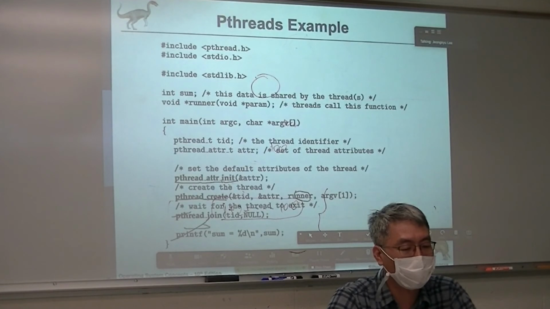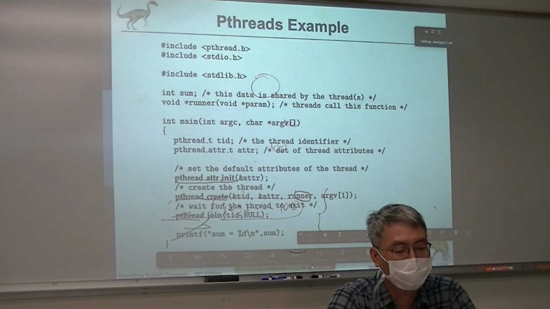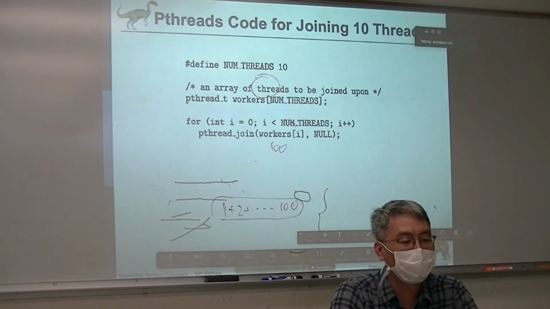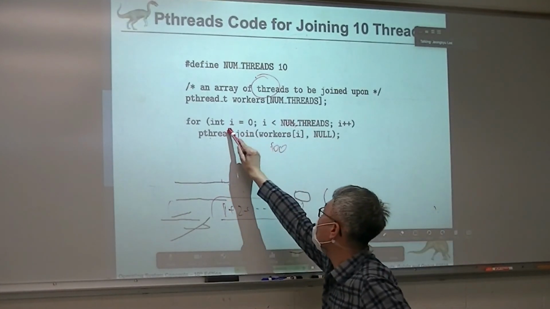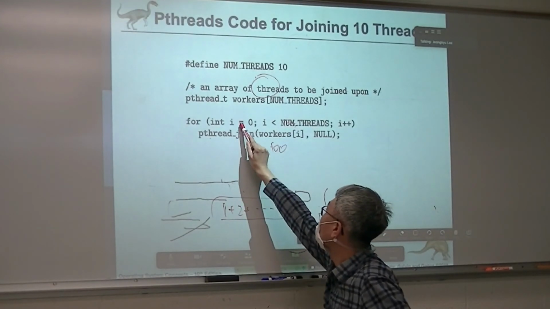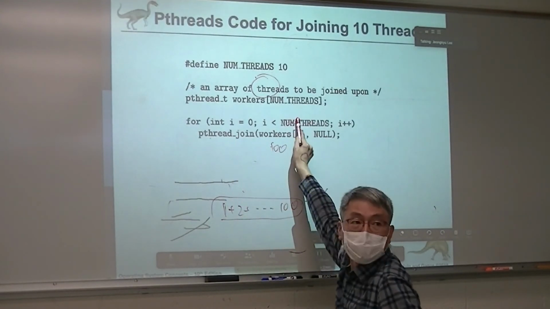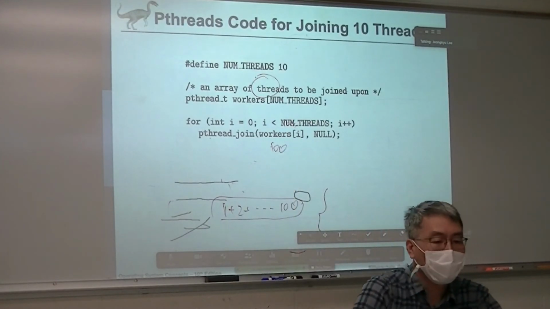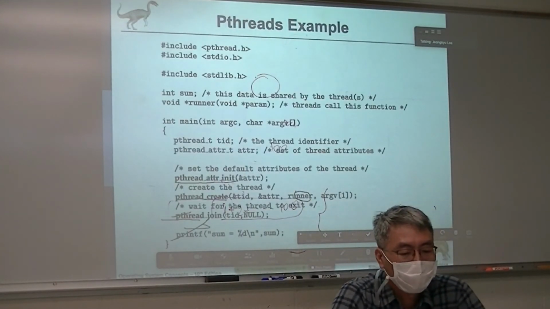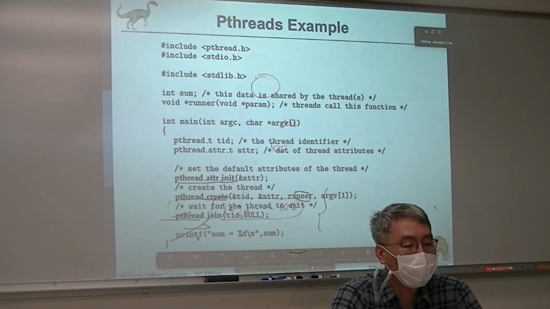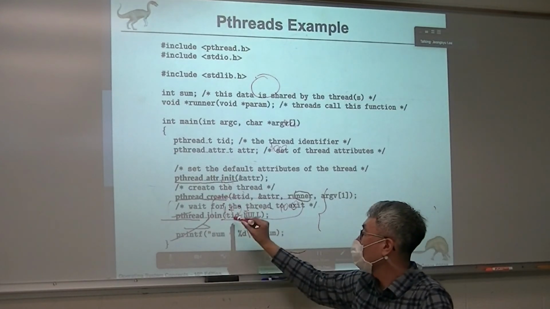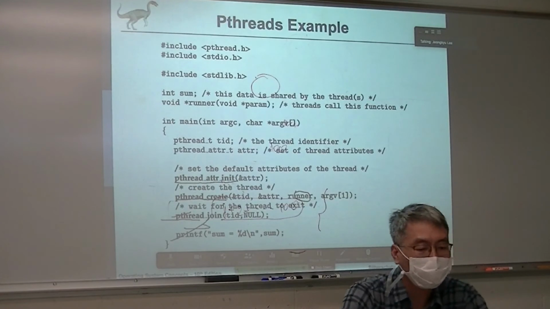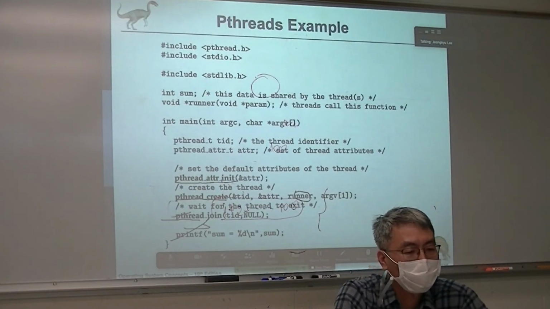The pthread_join here: how many? The number of threads. So this pthread_join will be done depending on the number of threads. You can create as many threads as possible. So you can create the pthread and then join, and pthread_join specifies how many. So this is a thread example.